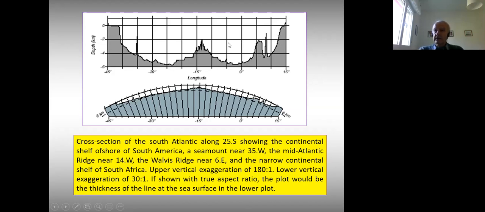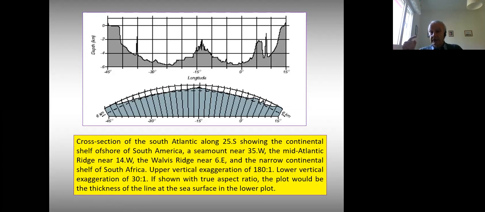What is important, if you compare these two figures, is that the upper figure has an exaggeration of 180 versus 1. So we exaggerated the vertical scale with respect to the horizontal scale. If we do this exaggeration only 30 to 1, which is the lower figure, you can see that the features are barely visible. This is why we do this exaggeration, in order to present what is happening in a real ocean in the vertical.